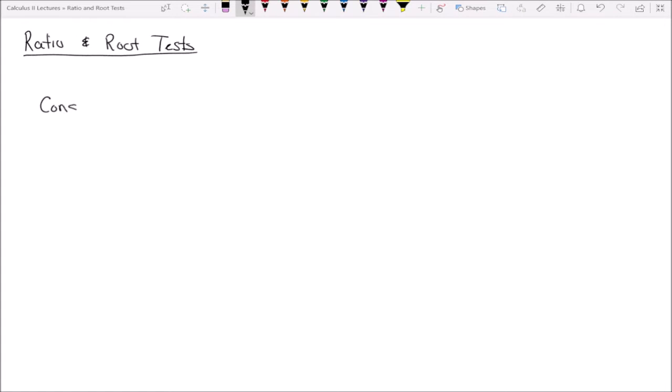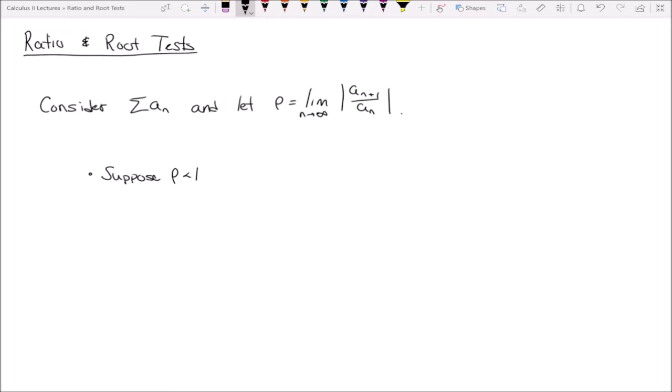Now let's consider the series a sub n. Furthermore, we're going to say let rho be the limit as n approaches infinity of the absolute value of a sub n plus 1 over a sub n. There are three cases that we consider. First, suppose that rho is less than 1.